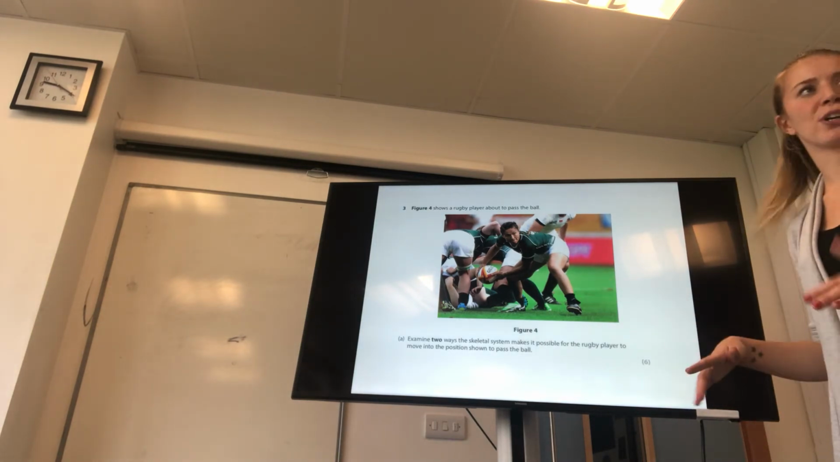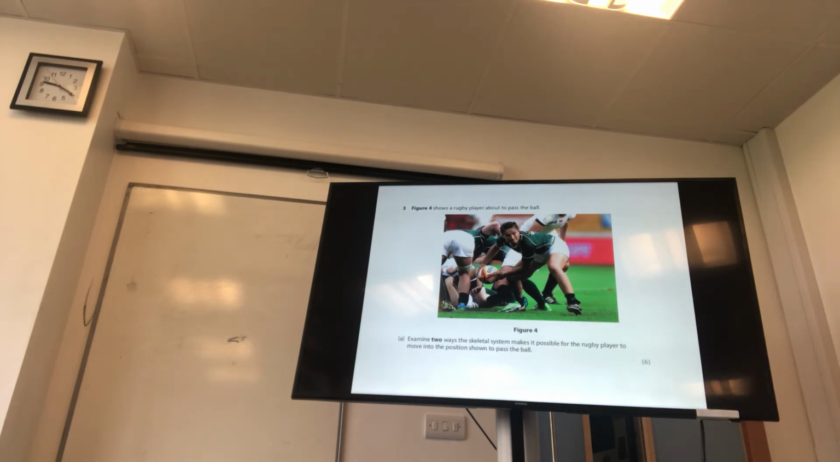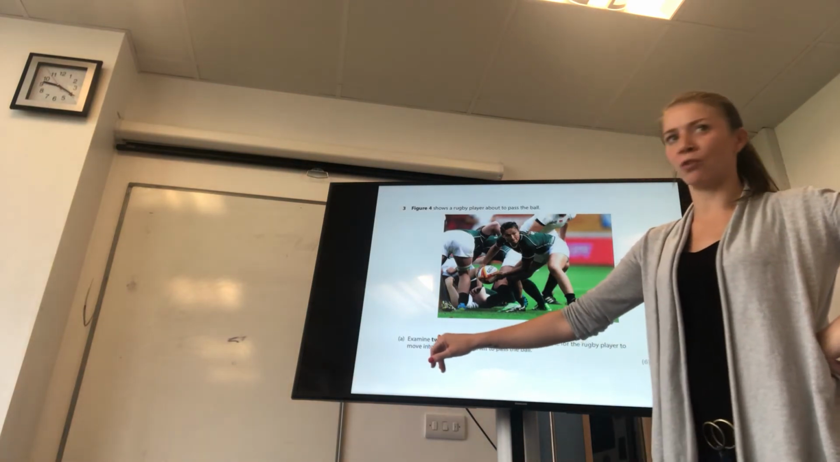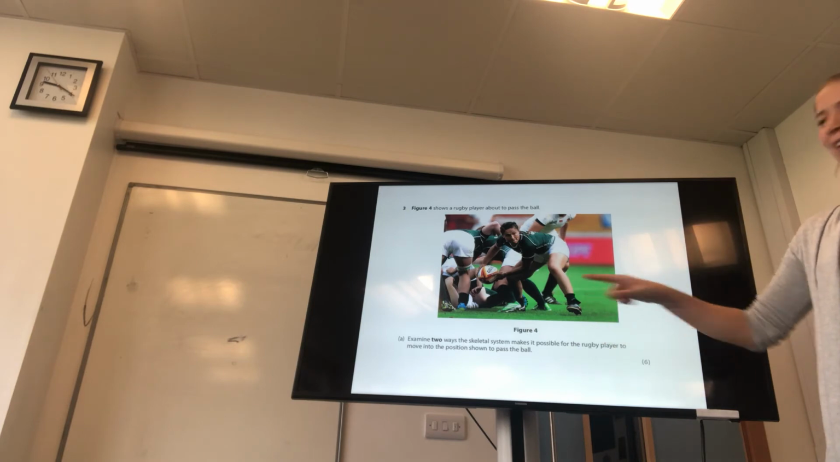Because maybe blood cell production doesn't actually help her move into that position. So which two do help her? But it says examine two, so it doesn't just want you to write it down, it wants you to tell me how that helps do this.